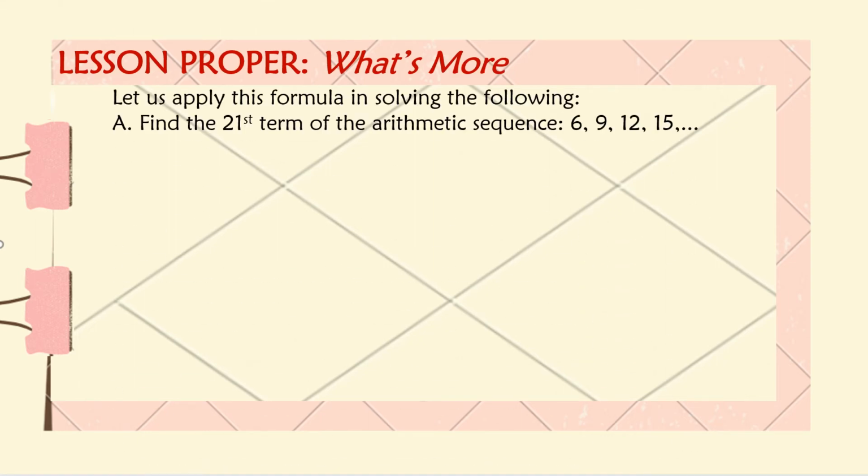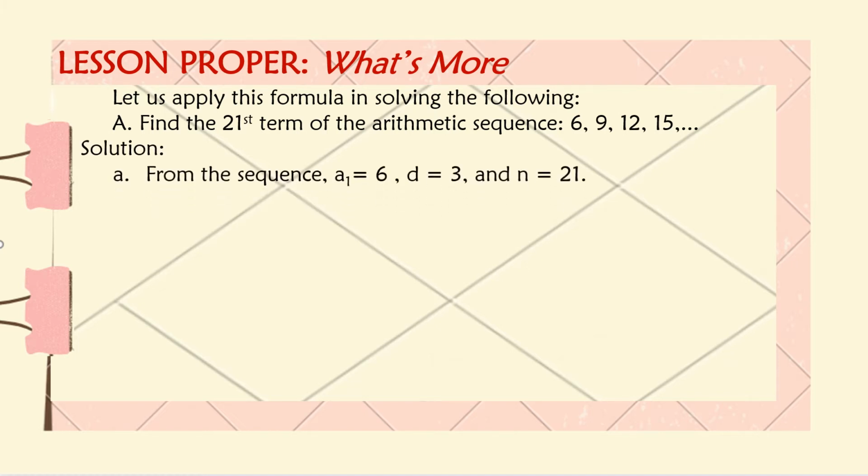So now, let us apply the formula. So let us solve for letter A. Find the 21st term of the arithmetic sequence 6, 9, 12, and 15. So again, the first step that you need to do is to identify the first term, the common difference, and n. Yung n, yung hinahanap nating term. So let's have our solution.